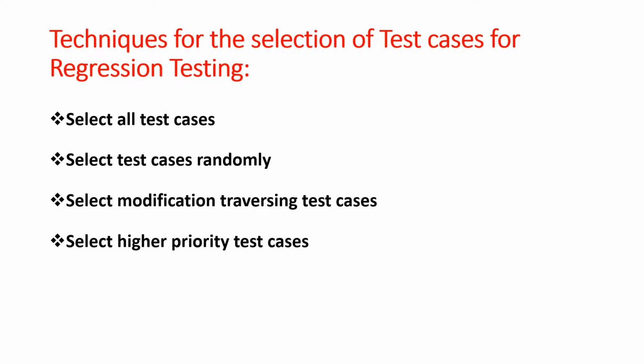These are some of the techniques for selection of test cases for regression testing. The first is to select all the test cases that are available. The second is to select test cases randomly. We are just randomly taking the test cases. The third is to select the modification traversing test cases. Whatever modification we are going to do, only that many test cases will we focus on. The last is to select higher priority test cases.